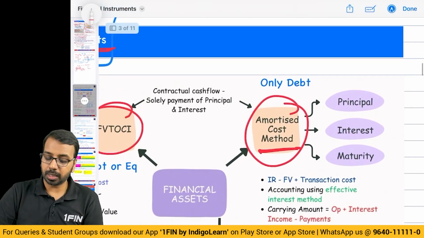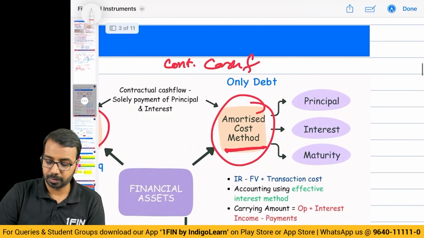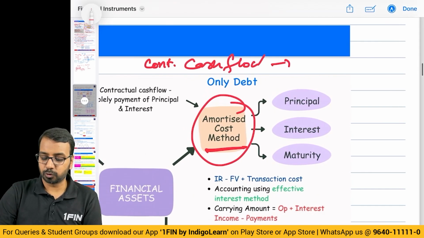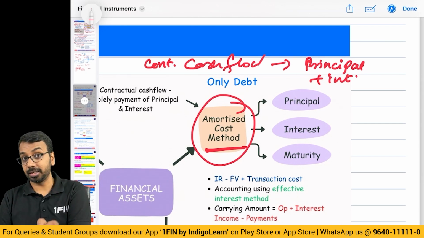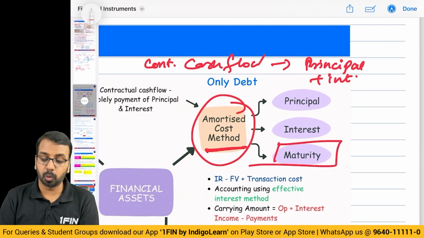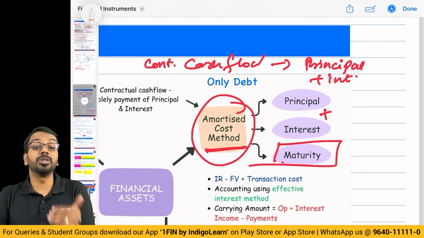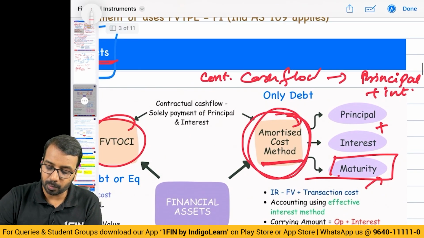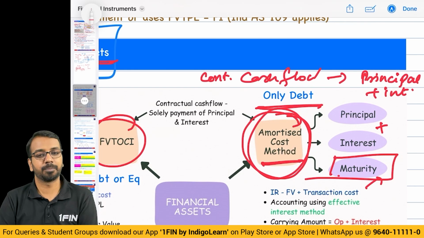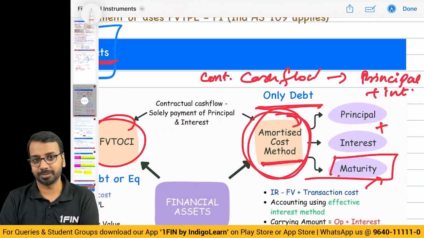As far as the amortized cost method or FVTOCI is concerned, you have to check what are the contractual cash flows, and the contractual cash flow should be only principal plus interest. The contractual cash flow should be only principal and interest, and the objective should be to hold till maturity. If this condition is satisfied, means it is only principal plus interest and the business model is to hold the instrument till maturity, then we classify it under the amortized cost method. You can do it only for debt. Okay. Equity will never come into the amortized cost method. Please keep this in mind.